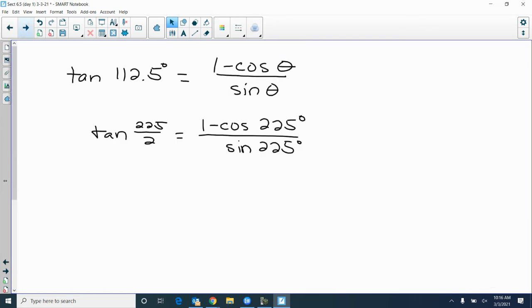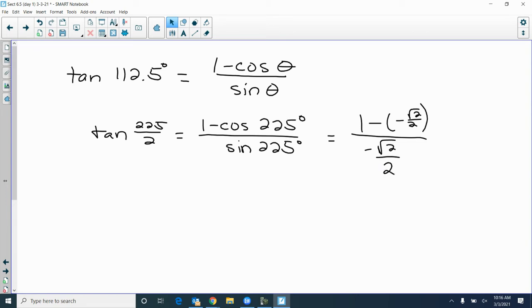We had a question. All right, so you have to do the tangent of 225 divided by 2. You've got a half angle there. And so that becomes 1 minus cosine of 225 over sine of 225. Well, 225 is in which quadrant? Quadrant 3. And so the cosine and the sine will be negative. And so it's going to be 1 minus negative square root of 2 over 2, over negative square root of 2 over 2.